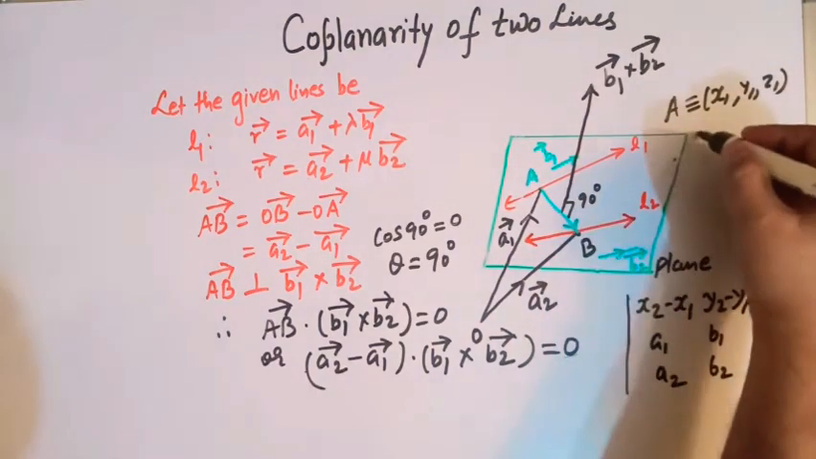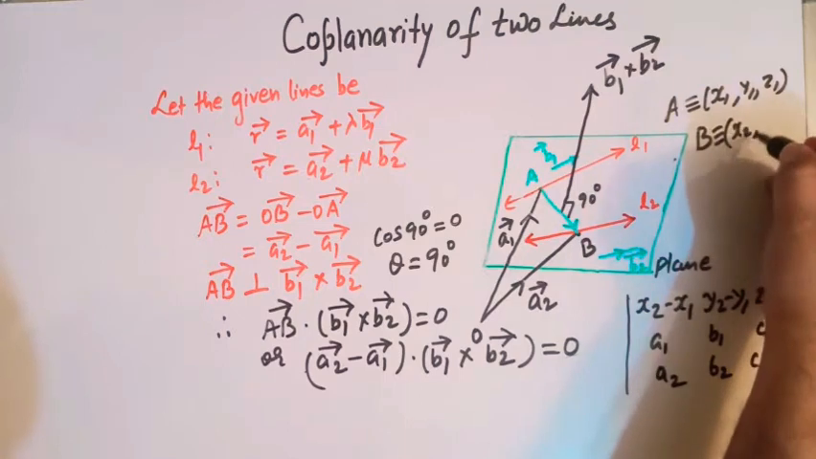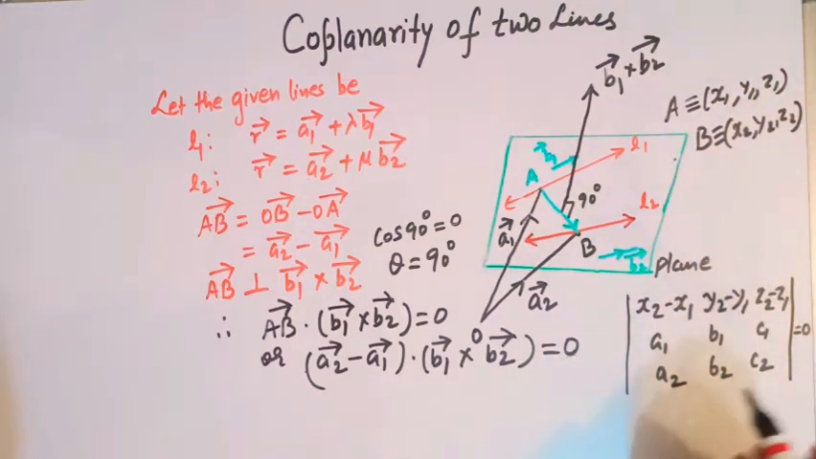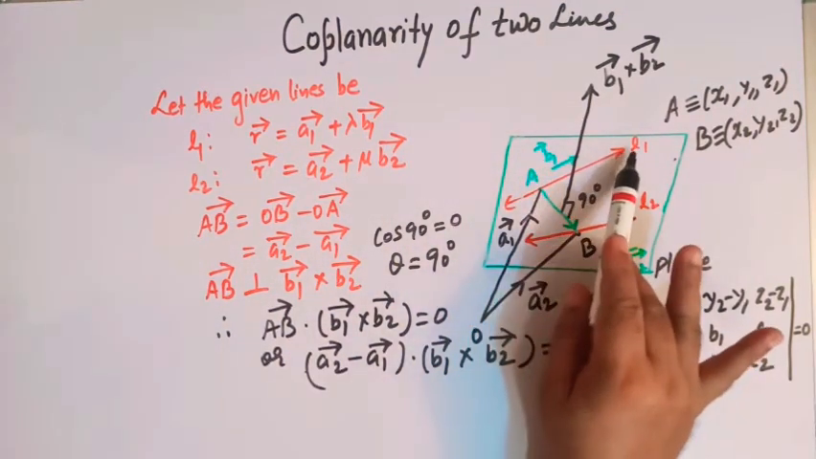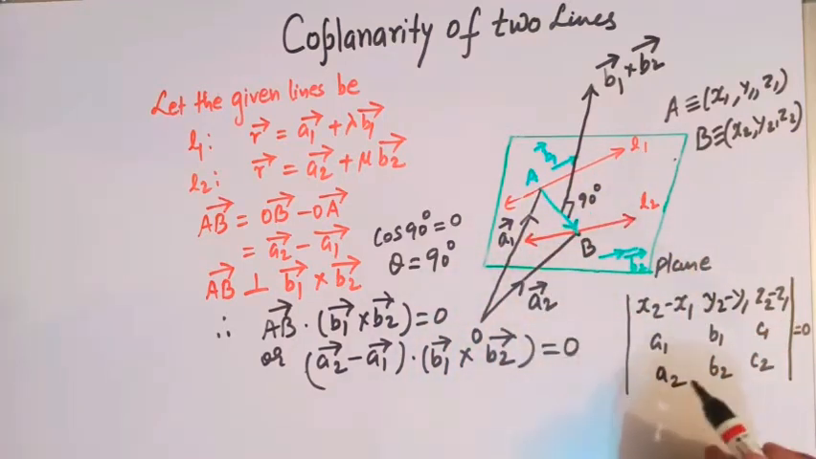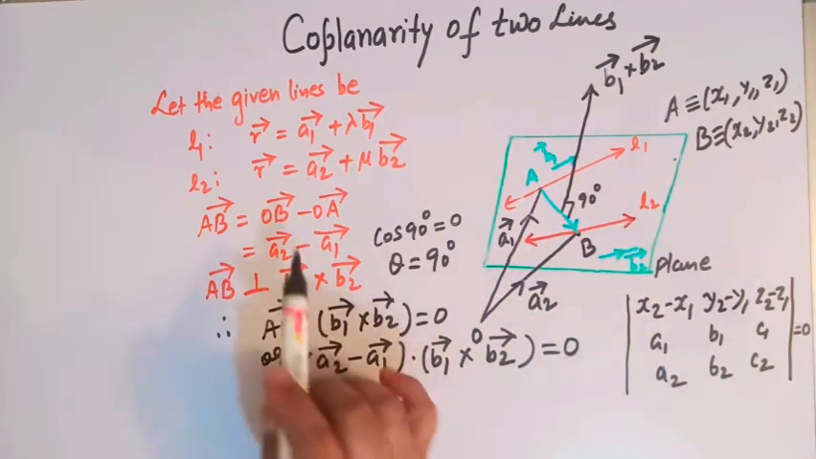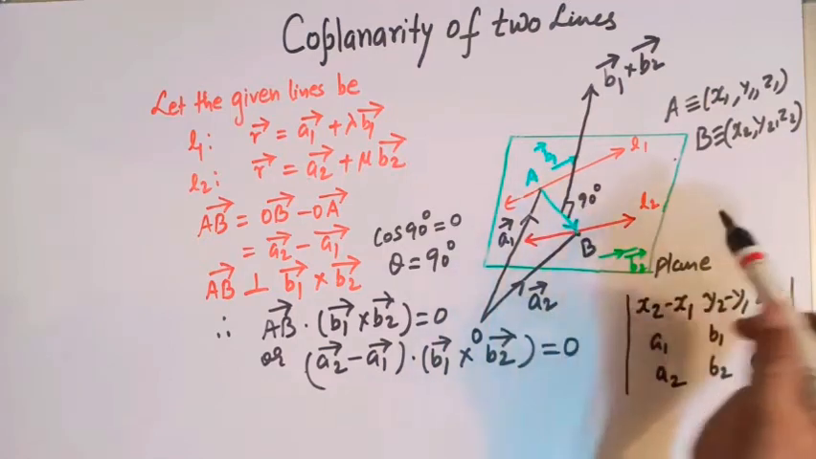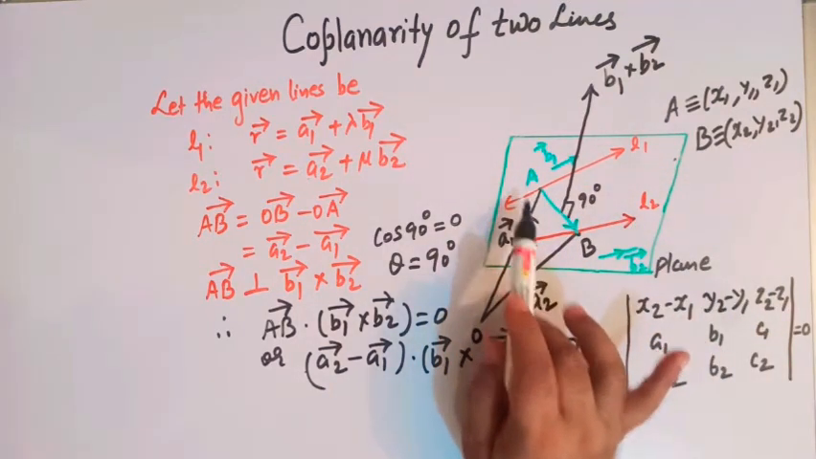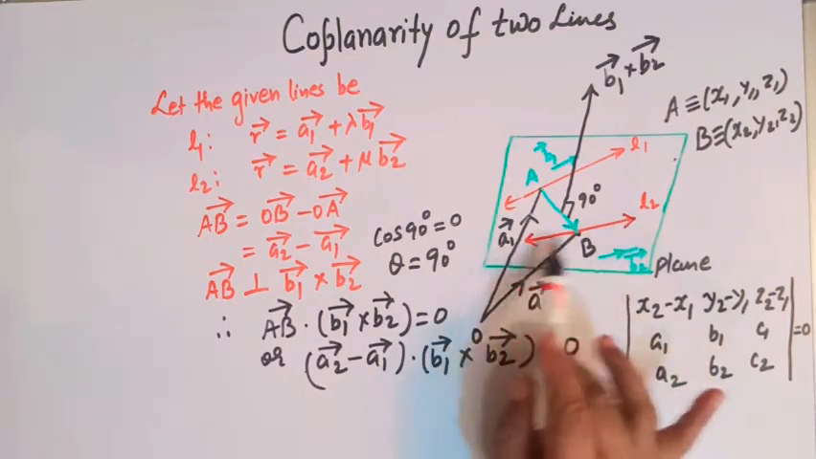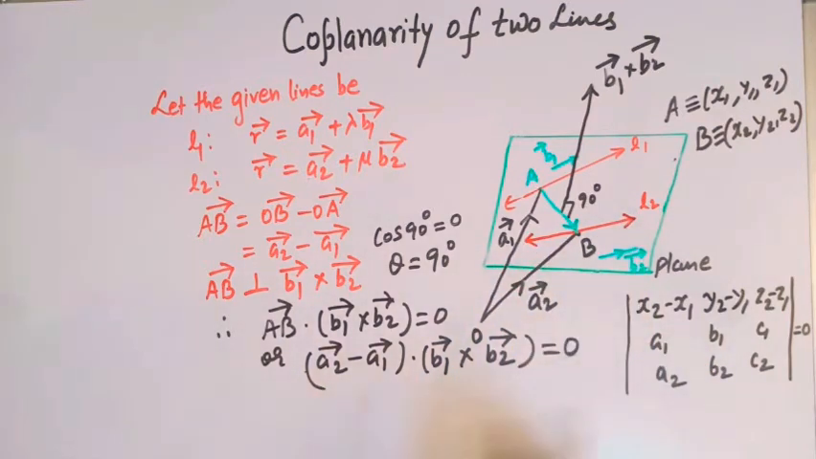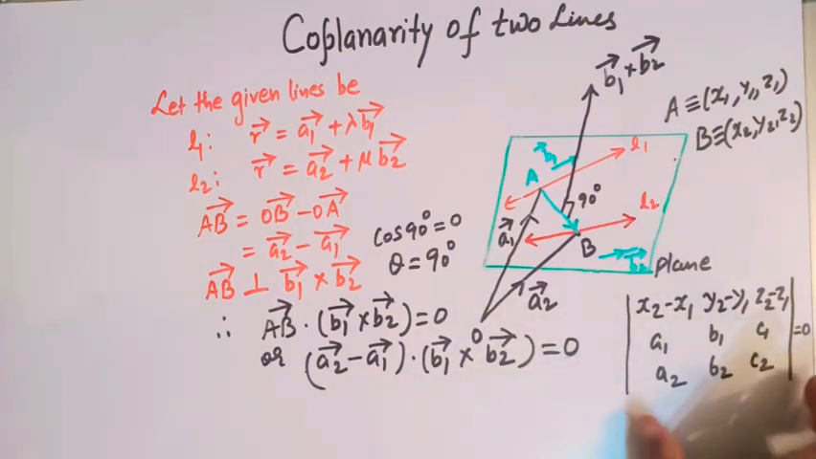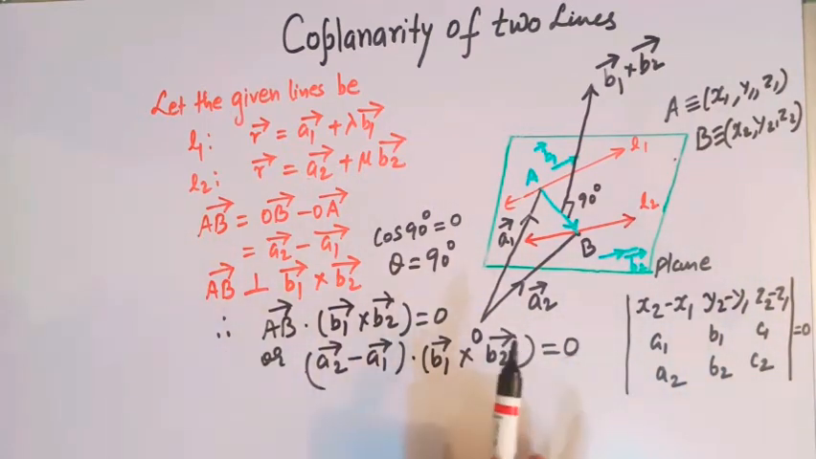and the point B has coordinates x2, y2, z2, and a1, b1, c1 are the direction ratios of this line L1, and a2, b2, c2 are the direction ratios of this line L2, right? So a1, b1, c1 are the DRs of the line L1, and a2, b2, c2 are the DRs of the line L2. So this is the Cartesian equivalent of this condition. Whenever this determinant is 0, the two lines are said to be coplanar.